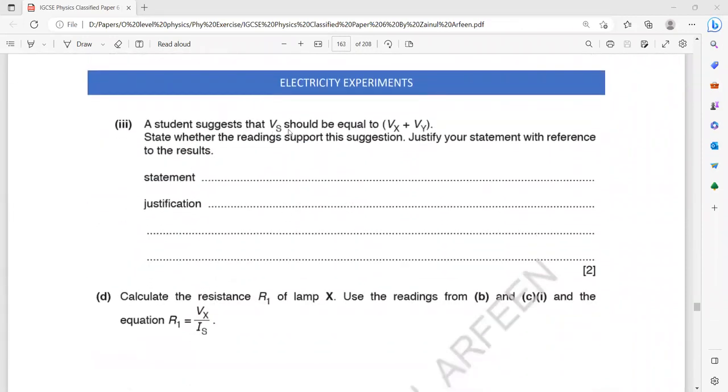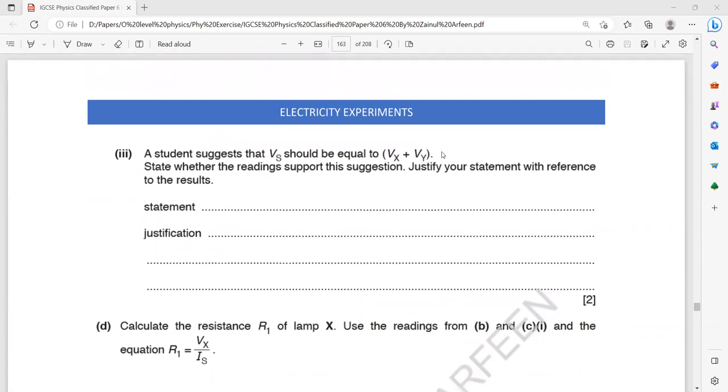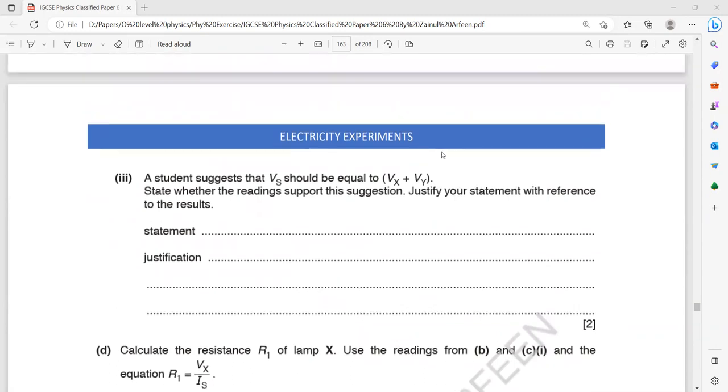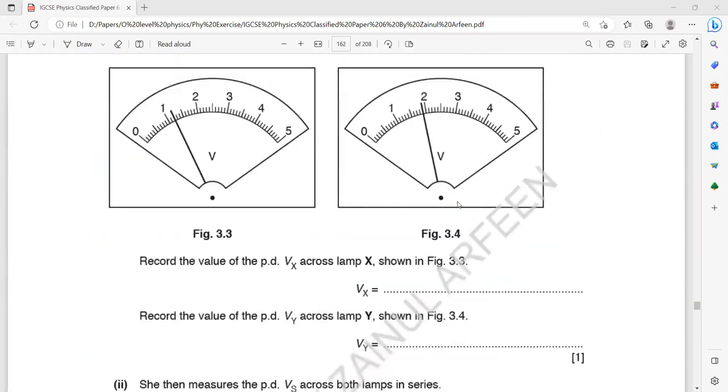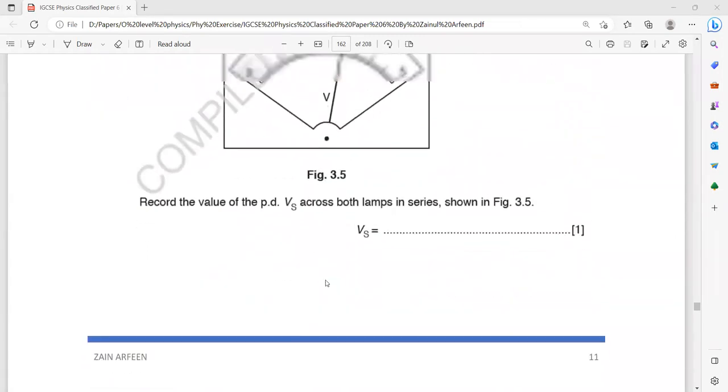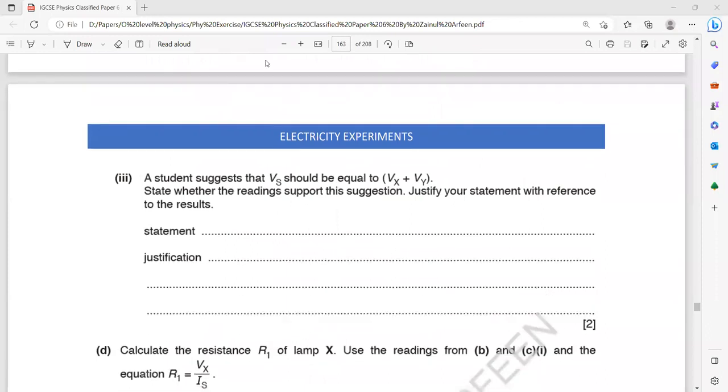Then the student suggests that Vs should be equal to Vx plus Vy. State whether the readings support this suggestion. So what was the value for Vx? The value of Vx was 1.2, and the value for Vy was 1.9, and the value of Vs was 3. That is the student suggestion: Vs should be equal to Vx plus Vy. State whether the readings support this suggestion and justify your statement with reference to the result.